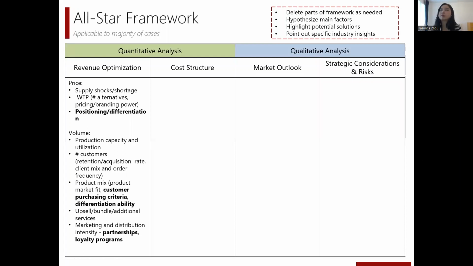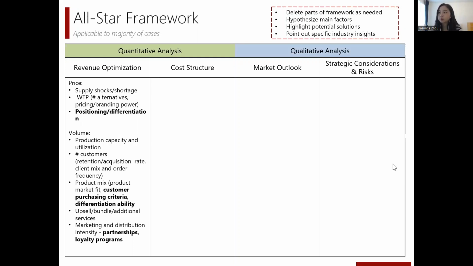So for revenue optimization, you can split that into your typical price and volume. That's totally fine. And then for price, it would be things like looking at supply shocks or shortages, if that is applicable. Of course, any of these subpoints, only mention them if they're actually relevant to the case. This is just a master list of everything that I could possibly think of, in which some could be relevant to the case that you're dealing with.